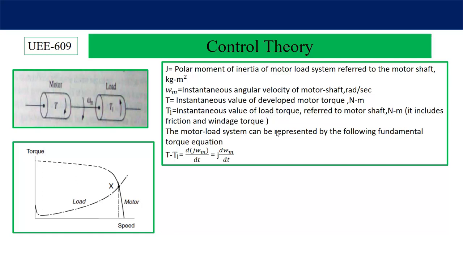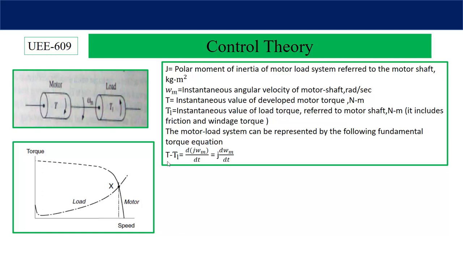The motor load system can be represented by the following fundamental torque equation. This is a very important fundamental equation: T minus TL is equal to d/dt of J omega m. J is the polar moment of inertia, and it may change, but for simplicity here we are assuming that J is constant. In some cases, like in a flywheel, J is variable, but here we are considering J constant. So d(J omega m)/dt is equal to J d omega m/dt.